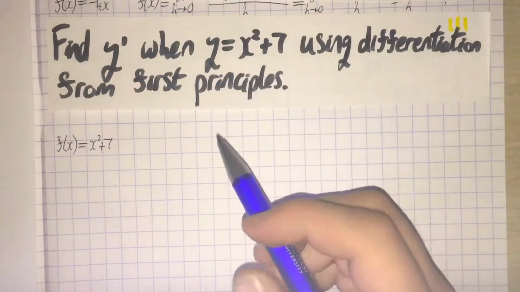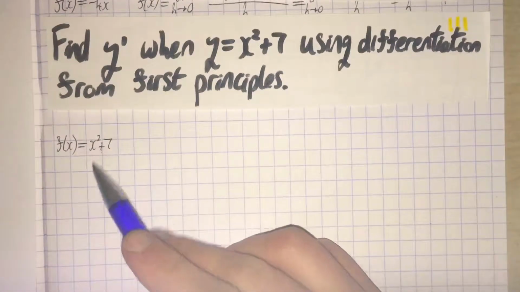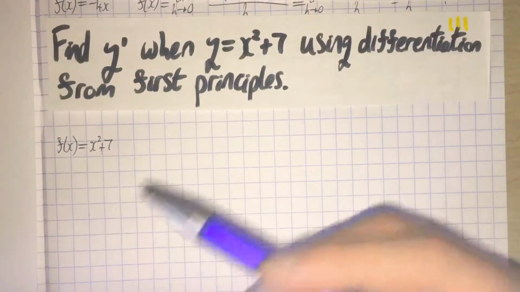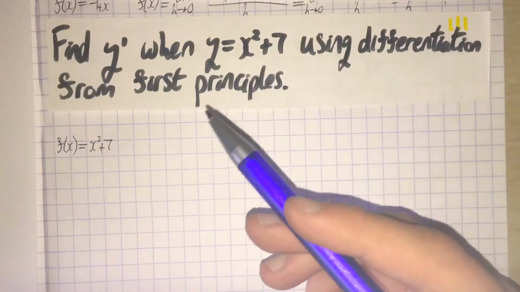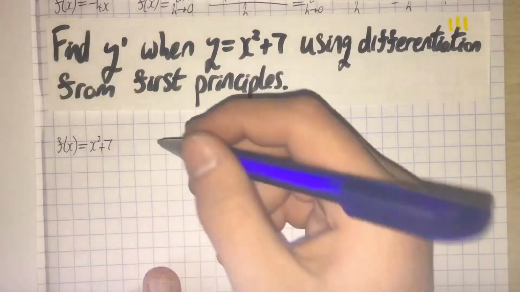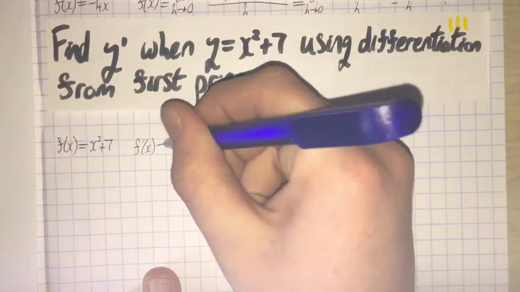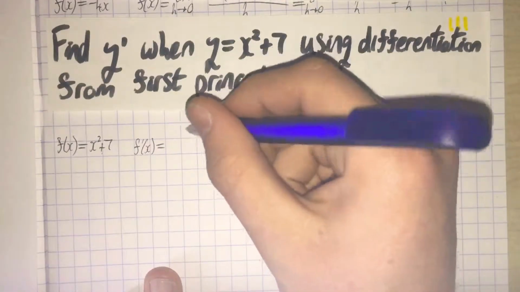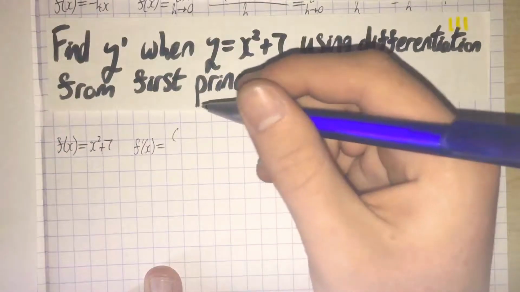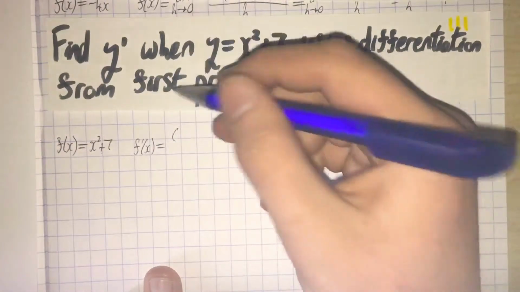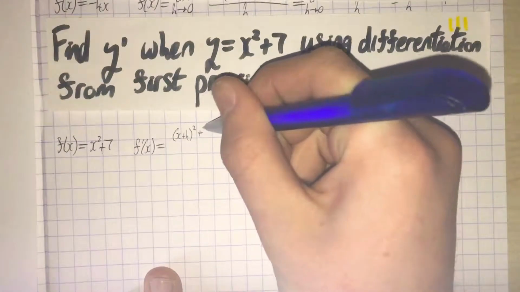Given in the question, of course. You don't have to write this out, by the way. I'm just choosing to show you the thought process. It's not necessary because the question tells you what your function is. So, f dash of x is going to equal, so remember you have to substitute x plus h into wherever there's an x in your equation. So in this example, it'd be x plus h all squared plus 7.